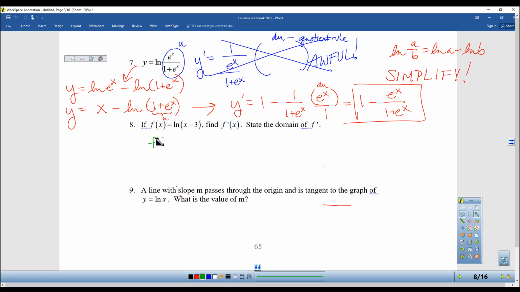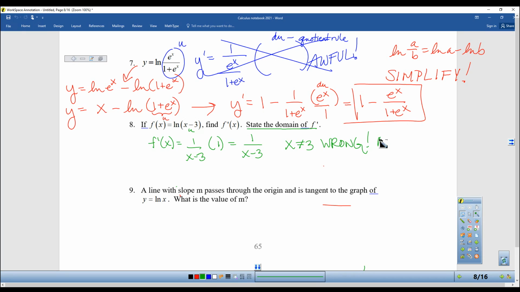Okay, so number 8 is not an especially hard question. It says find the derivative. The derivative would just be, if this is going to be your u, 1 over x minus 3 times the derivative of u, which is just 1. It is literally just 1 over x minus 3. Here's the tricky part. It says state the domain of f prime. And most people would write x is not equal to 3. But that would be wrong.